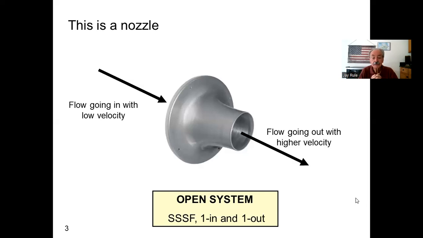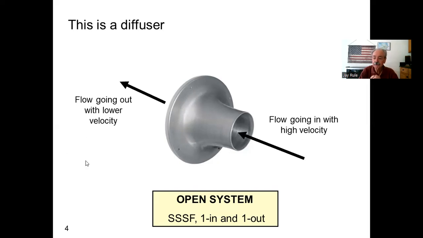Well, this is a nozzle. It's something easy to see, easy to visualize. It might be made out of brass, aluminum or stainless steel. It could be made out of a carbon composite material. But basically, all you need to know is it's sort of like a slab of material, hollow on the inside. Flow is going in with a low velocity. You see this converging area, and then the flow goes out with a higher velocity. That's what a nozzle is all about.